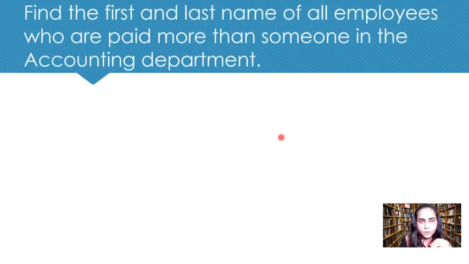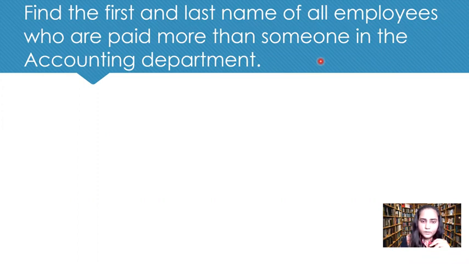Suppose you are given a question, find the first and last name of all employees who are paid more than someone in the accounting department. Now, here the word someone is very important. It says more than someone. It does not say that more than everybody in the accounting department. That would be absurd, because why would you say more than everybody in the accounting department?